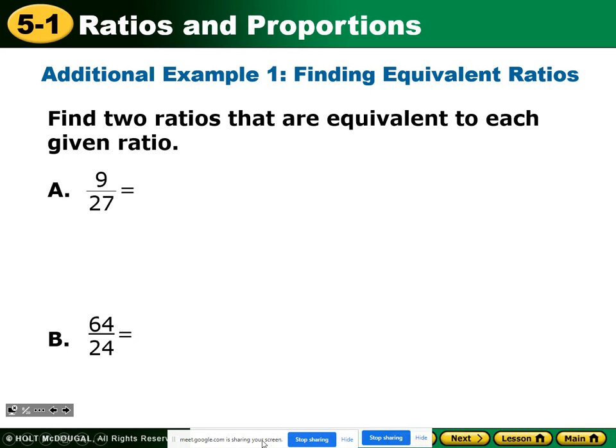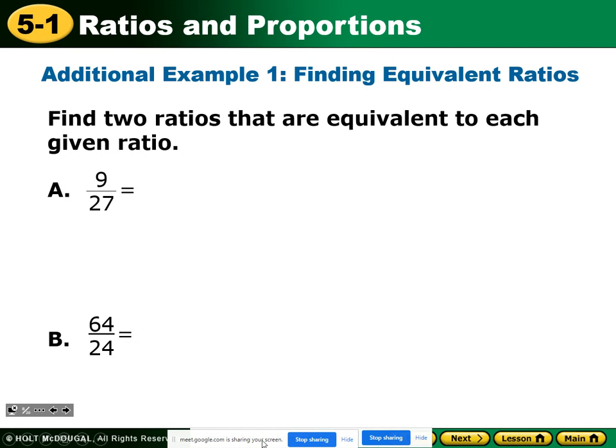So find 2 ratios that are equivalent to 9/27ths. Give me one, just shout one out. 9/27ths, 3 over 9, 3 ninths, 1 over 3. All right, those people both went smaller. Let's do someone that goes bigger.